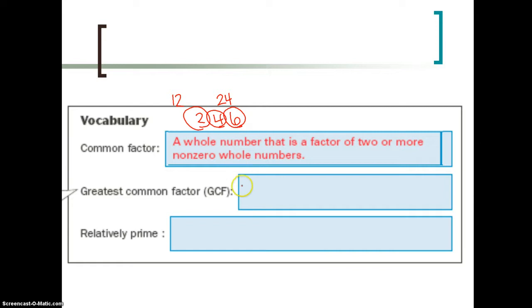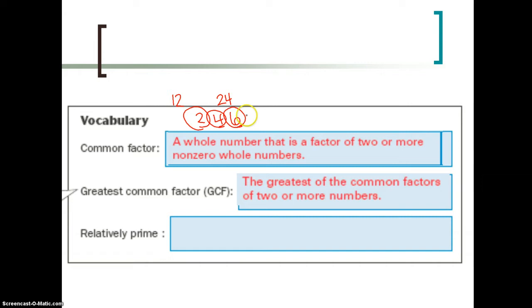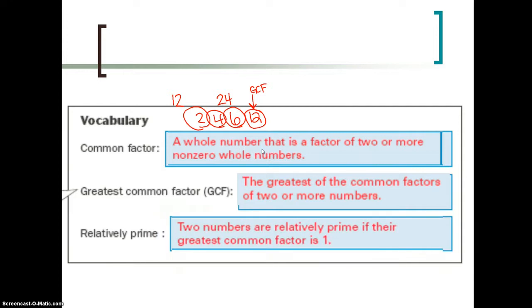Those are common factors. The greatest common factor is the greatest of the common factors. In the case of 12 and 24, it would be 12. That would be the greatest common factor, or we call it the GCF. Relatively prime means that two numbers have a greatest common factor of 1. So the only thing they have in common is the number 1.